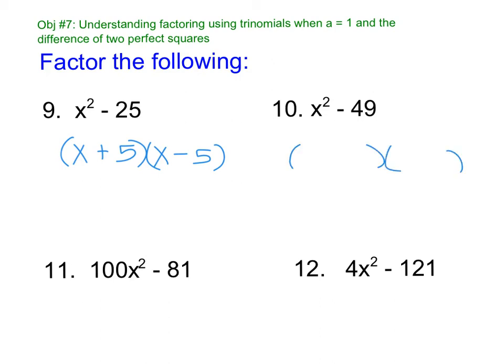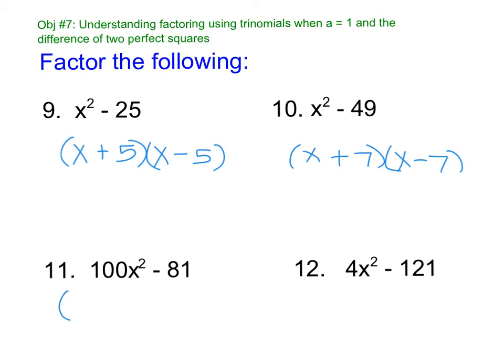Again, x times x is x squared. 7 times 7 is 49. Make one of them plus, one of them minus. Now, order doesn't matter. You can do minus plus. I always do plus minus. It's just how I write it.